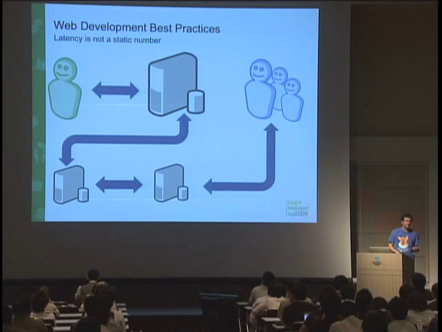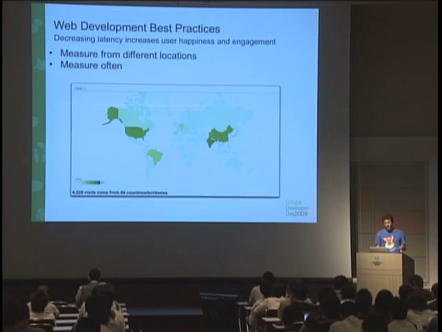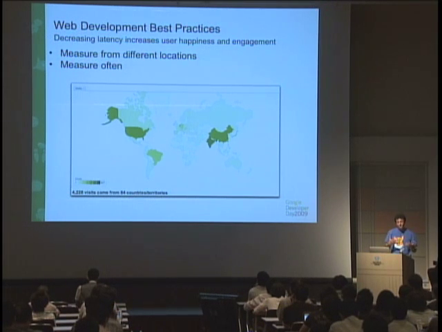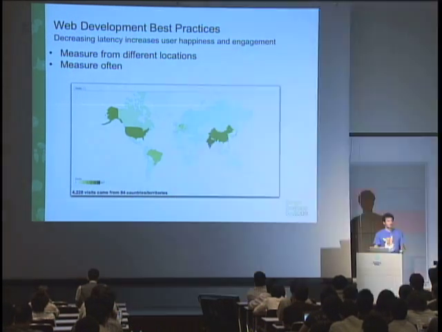The problem with latency is that you're in a specific place, you measure the latency of your app, and you say, okay, I'm done, I measured latency. It's more complicated than that. Latency is not a static number. It depends on how many people are hitting your application at the same time. And it also depends on where you are and what time of the day it is. So this is a Google Analytics view on latency. You can see that latency can be very different in different countries at the same time, and it varies with time as well. So what's important is to measure from different locations and measure often.